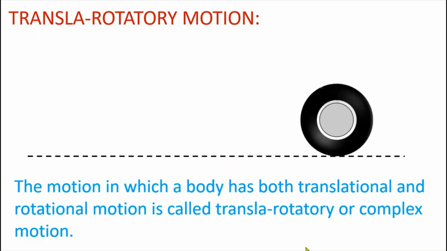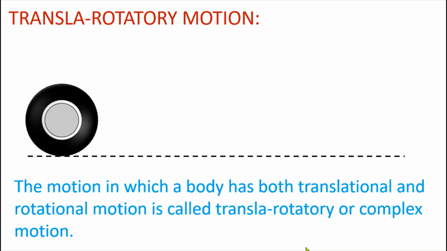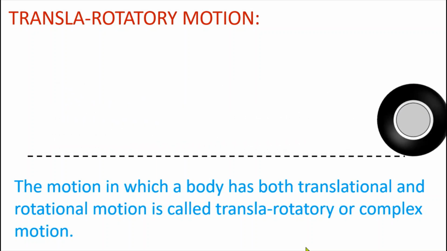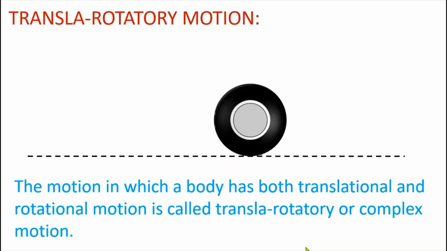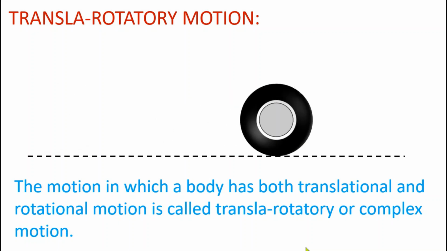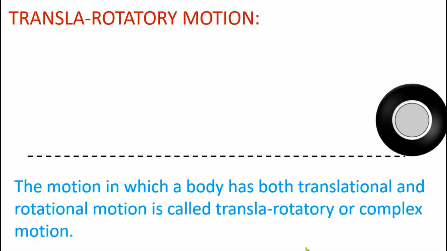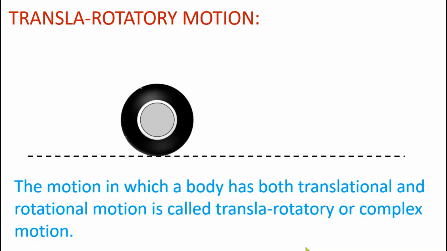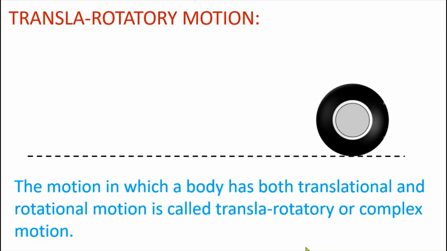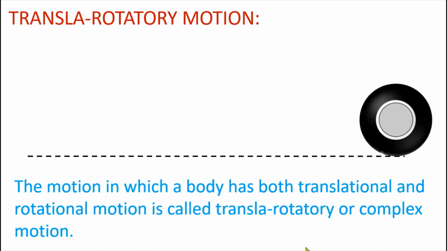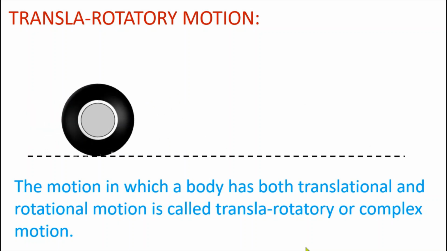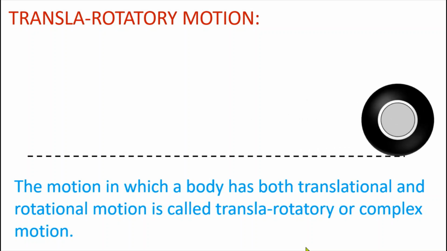Another example of translate-rotatory motion is the wheel of a bicycle. We know when a bicycle moves in a certain direction, the wheel of the bicycle will rotate and it will travel a certain distance. Here both translational motion and rotational motion exist in the case of the wheel of a bicycle. Other examples of translate-rotatory motion are the wheel of a car, the wheel of a bus, and the wheel of a truck.